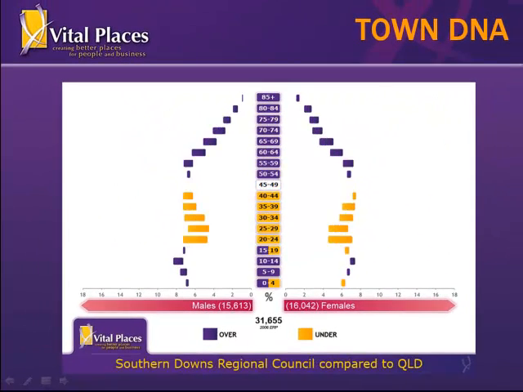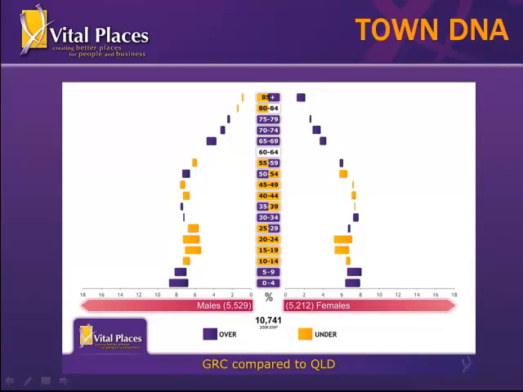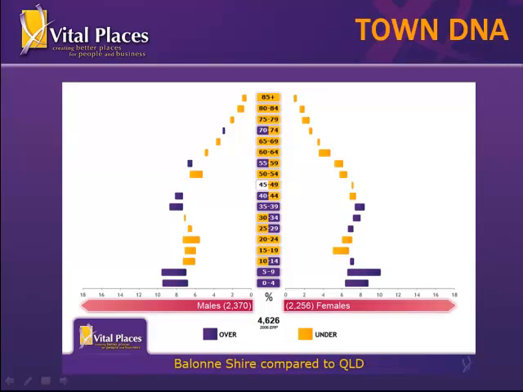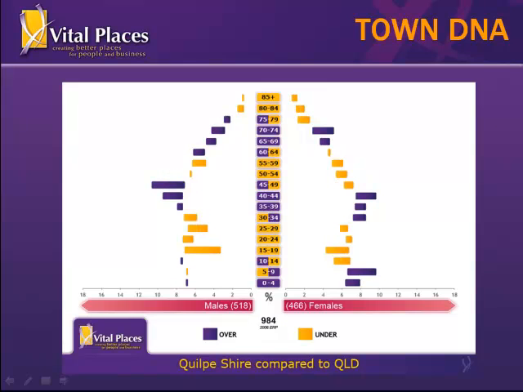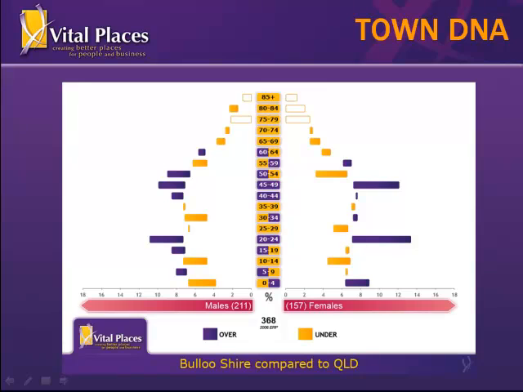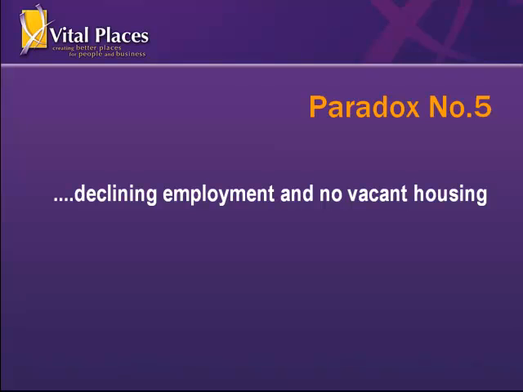By quickly scrolling through these charts, we can see how much variation there is within the 10 local government areas that consist the Darling Downs and South West RDA. Each of these charts provide strong clues to the long-term vitality and sustainability of these communities. The increased ageing of regional communities has contributed in part to paradox number 5, where regions with declining employment have no vacant housing.